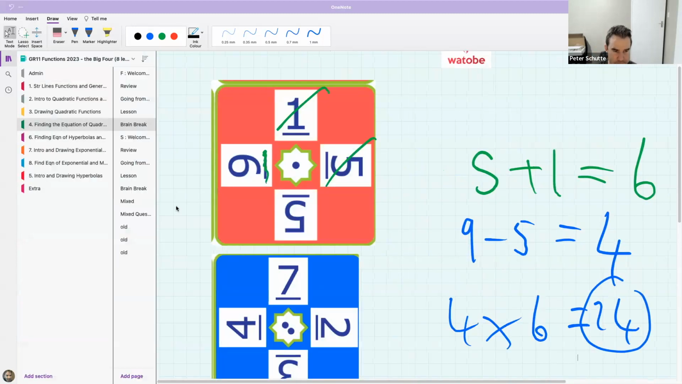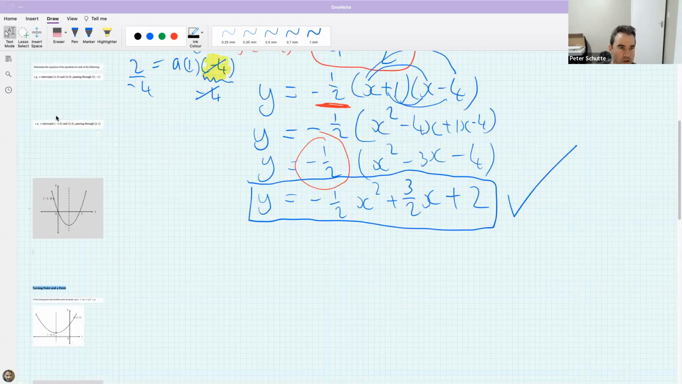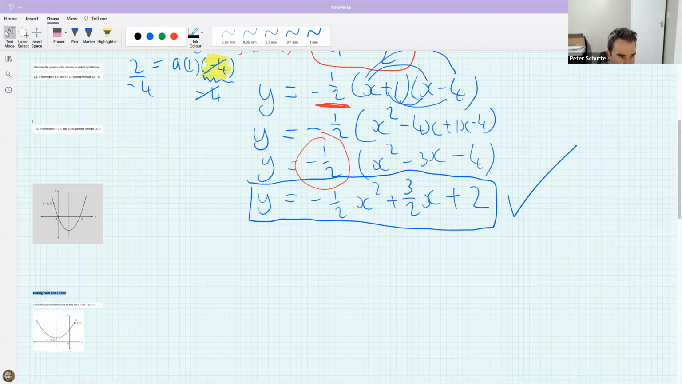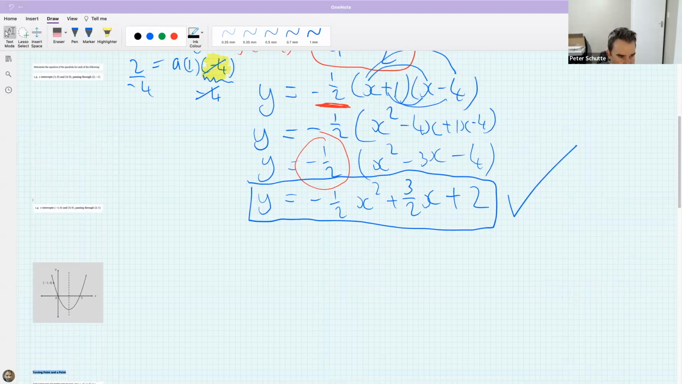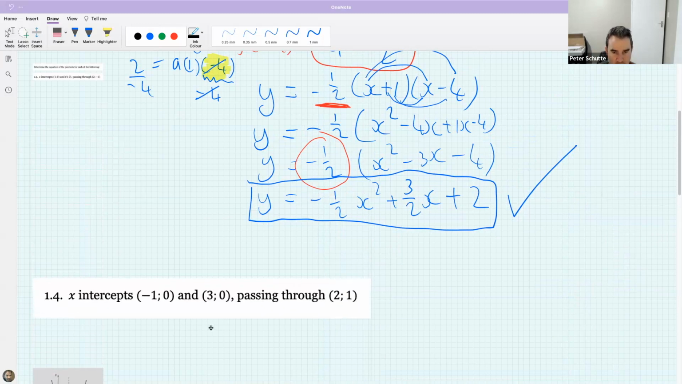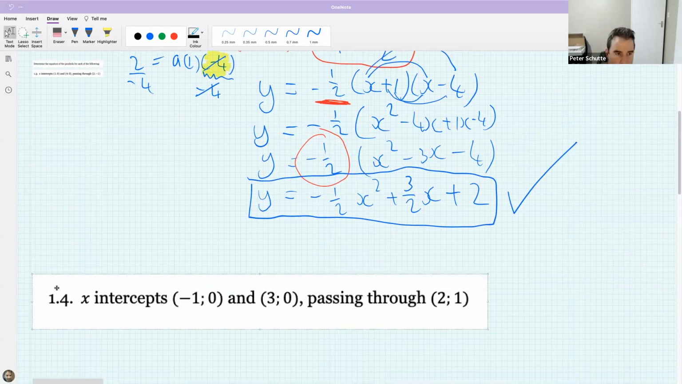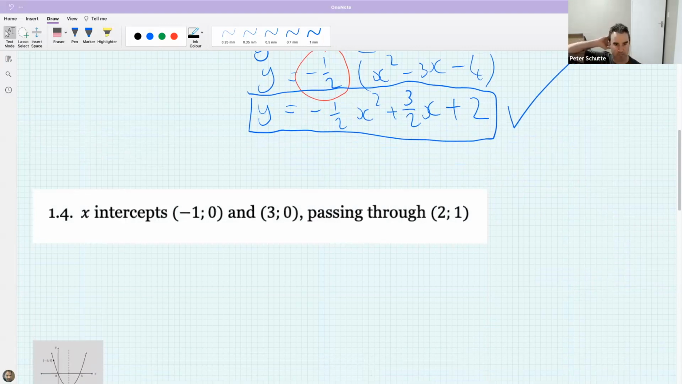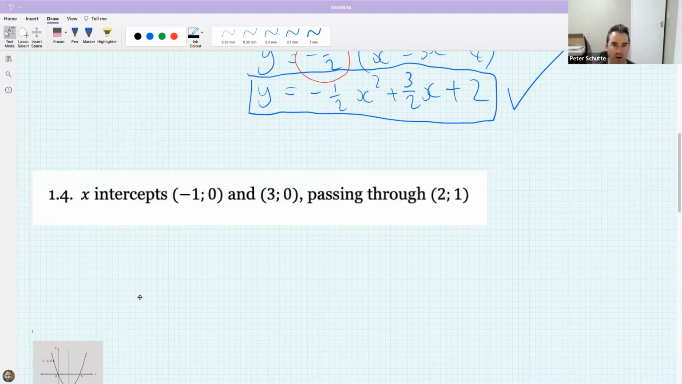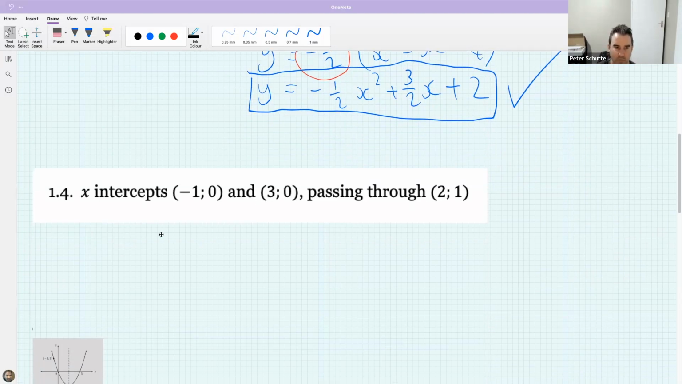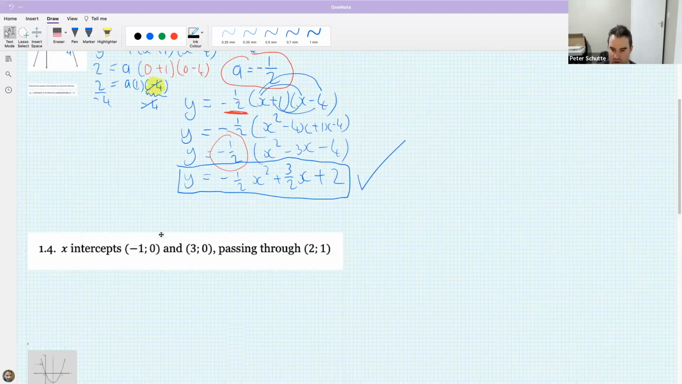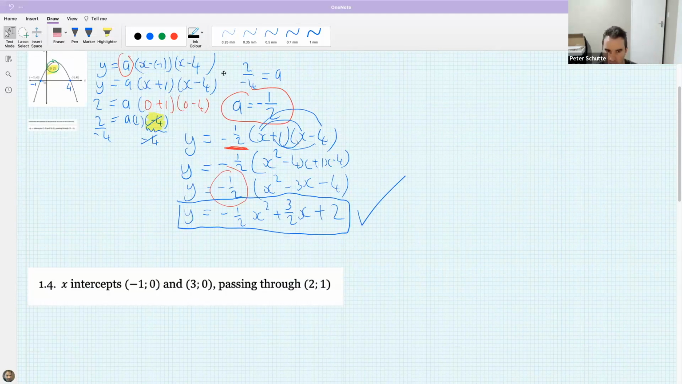Okay, back to our lesson here. What I want you to do is try and find me the equation of the parabola going through these points. You know that it's going through x-intercepts -1 and 3, and it goes to the point 2, 1. Find me the equation of the parabola that goes through these points. And I'll even leave up some of the old work to help you. So over to you guys. I'm going to get some water as my throat is feeling a bit sore.